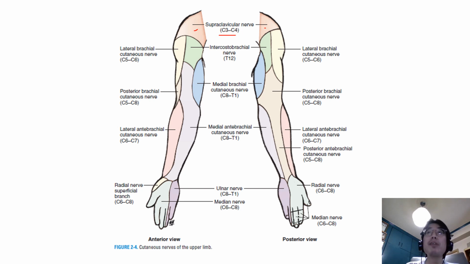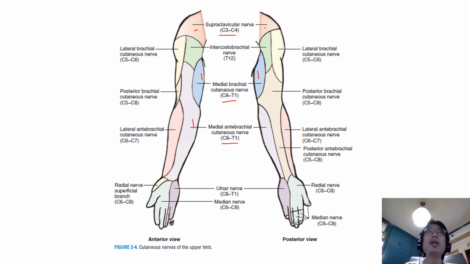Moving distally, we have the medial brachial cutaneous nerve. The medial brachial cutaneous nerve arises from the medial cord of the brachial plexus, specifically C8 to T1, and it innervates the medial side of the arm. The medial antebrachial cutaneous nerve, even more distally, arises also from the medial cord of the brachial plexus, also C8 to T1, and it innervates the medial side of the forearm.